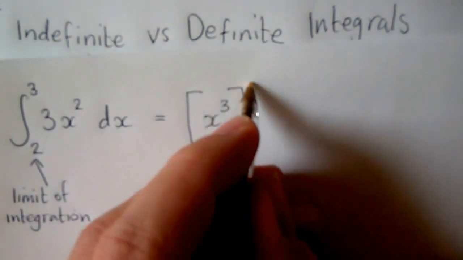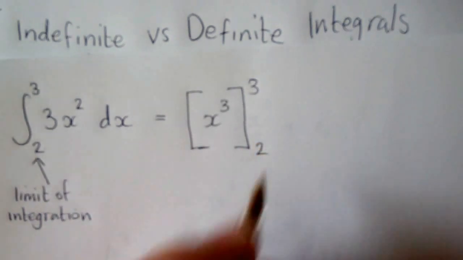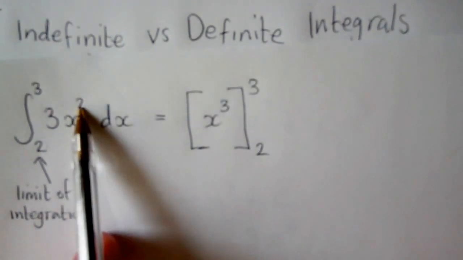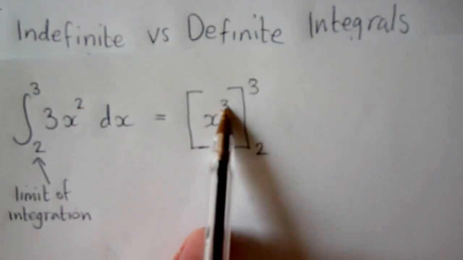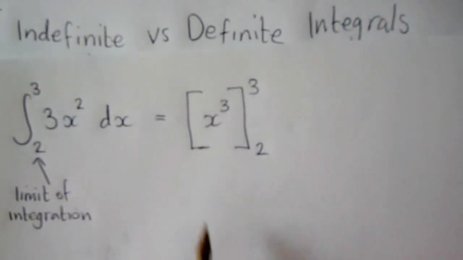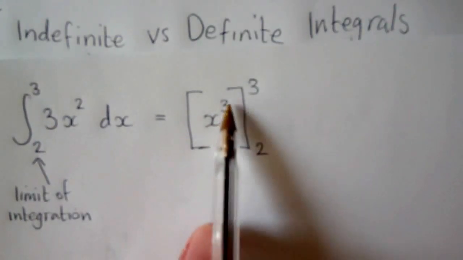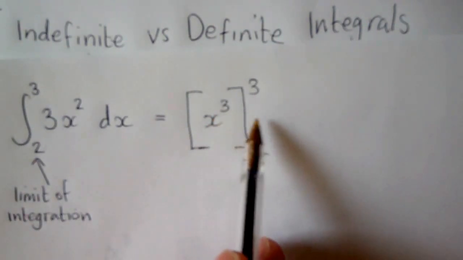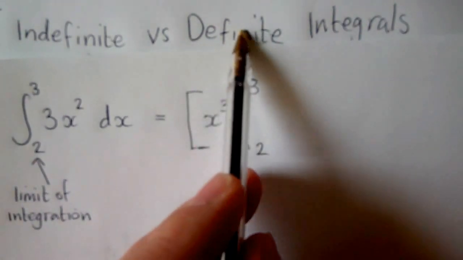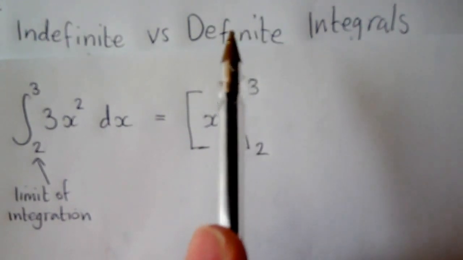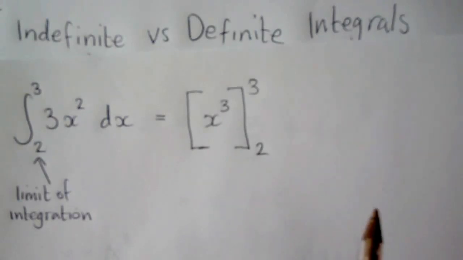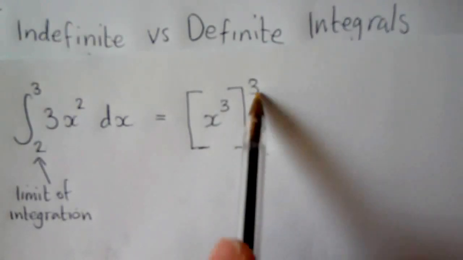Instead, there are two limits of integration, okay? So the steps are exactly the same as before. You integrate, you add 1 to the power to get 3, then you divide by 3. So this 3 disappears. X cubed, or x to the power 3. Okay? But notice there's no plus c. So when you do one of these definite integrals, you don't have a plus c. But this isn't the answer, okay? We haven't finished yet.